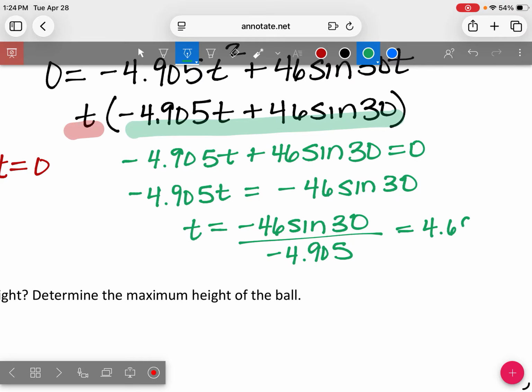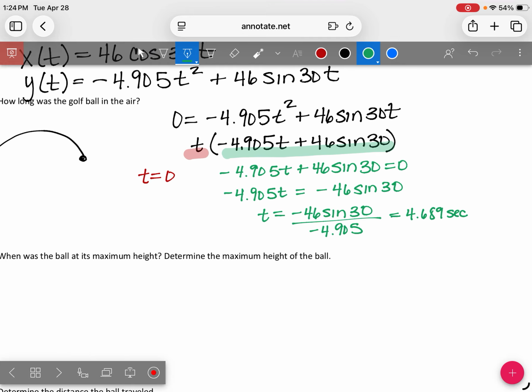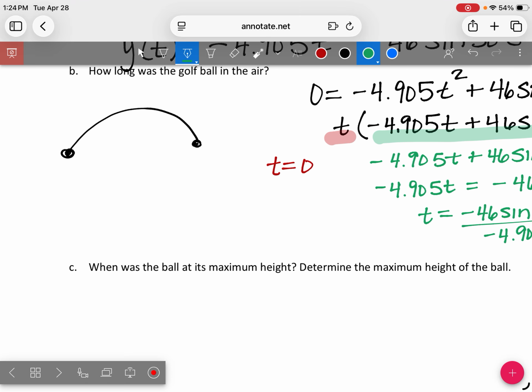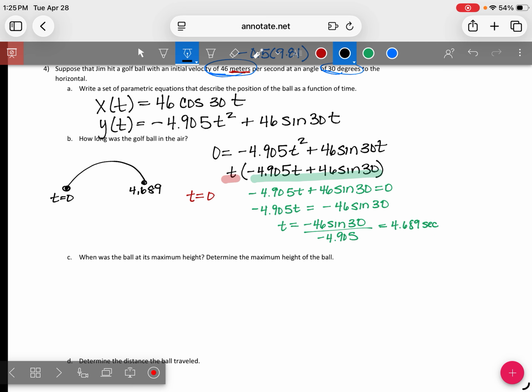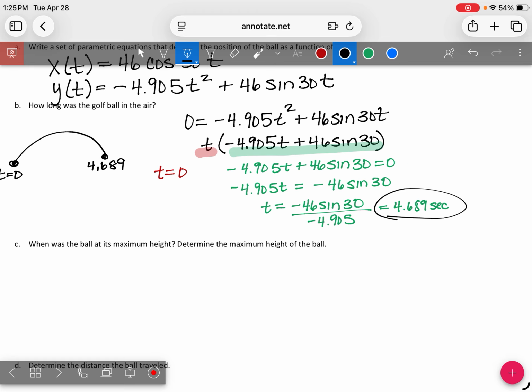Anybody else get that? 4.689 seconds. That's how long. So remember, this was t equals 0, and then when does it hit the ground again? At 4.689 seconds. That's my answer. It said, how long was the ball in the air? How long does it take for it to return to the ground? 4.689 seconds. That's my answer to part B.